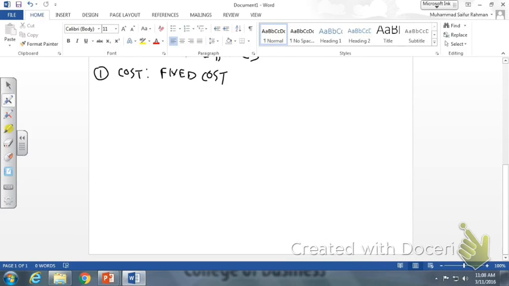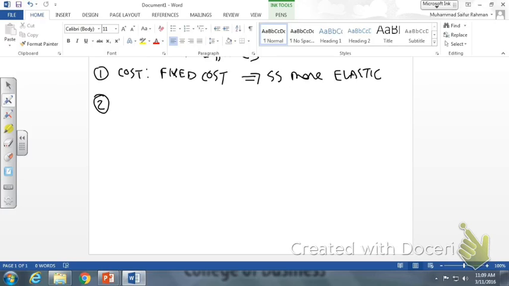Make sense? So let's just fill in the blanks. For a fixed cost, our supply curve is going to be more elastic. Any question? Does it make sense? Anyone? Okay, so the next, so what other factors do you think could affect your price elasticity of supply?